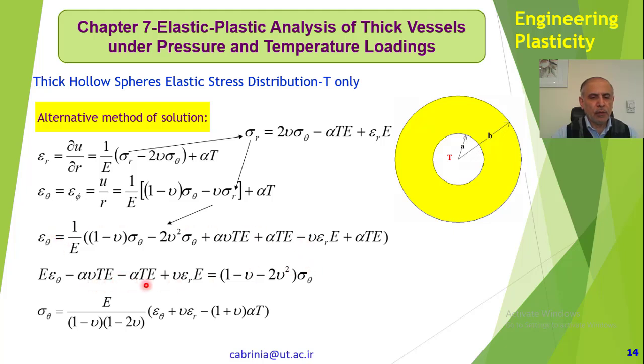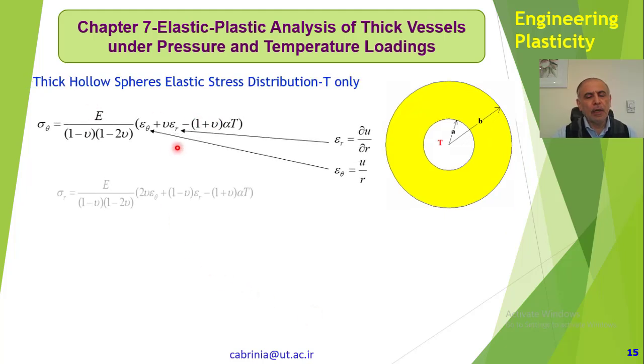So in here you can see that I have substituted for sigma R. Therefore, this equation is only in terms of sigma theta. No other sigma is in here. So I can write down sigma theta is equal to this. So sigma theta here is written in terms of epsilon theta and epsilon R, as shown here.